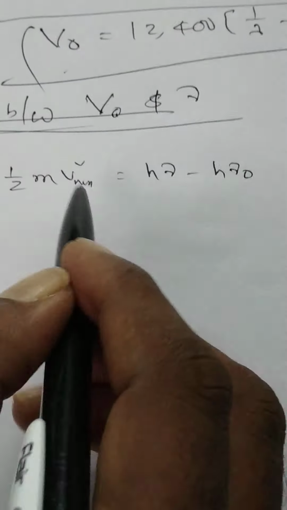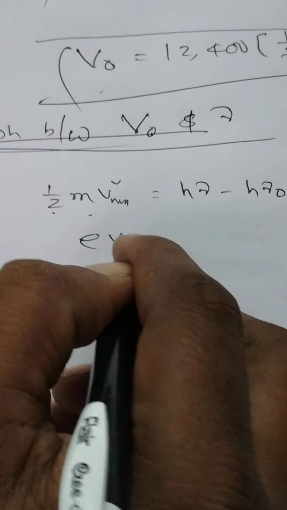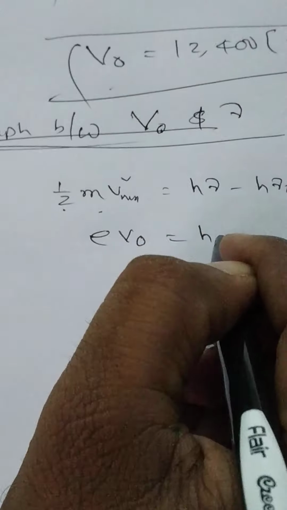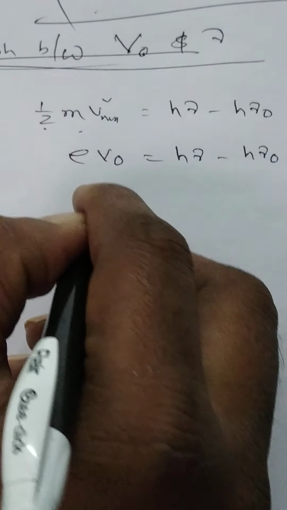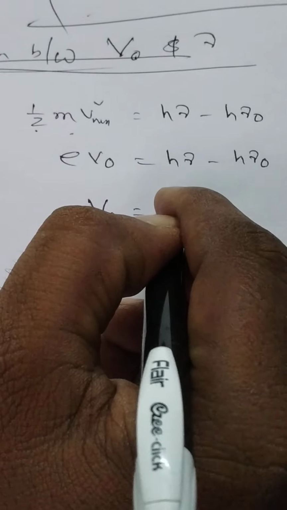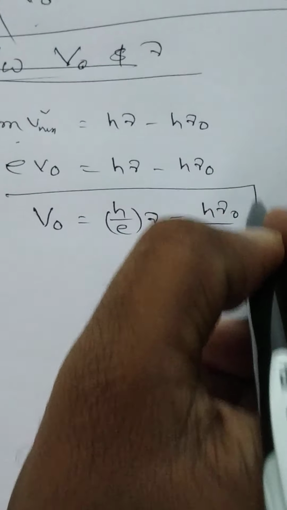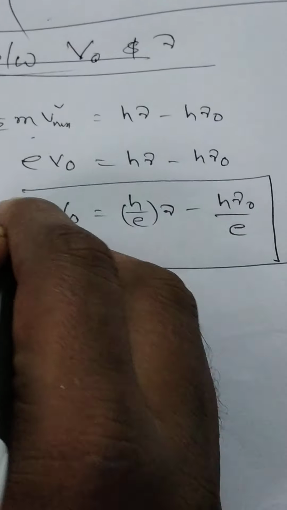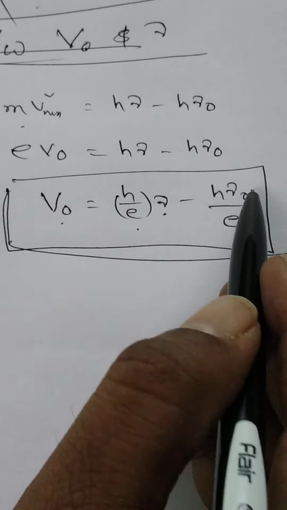But at stopping potential V naught, half m V maximum square is equal to eV naught. eV naught is equal to h nu minus h nu naught. From this, dividing both sides by small e, V naught is equal to (h by e) into nu minus (h nu naught by e).